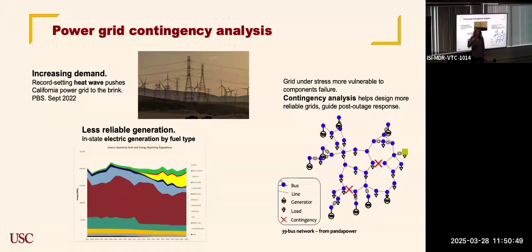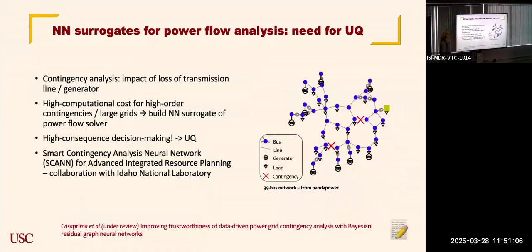Every time you need to run the simulation to understand how the power flows within the grid. And if you have a lot of potential contingencies, you need to do that many, many times. So this is where we use neural networks to surrogate the power flow solver. This is work in collaboration with the Idaho National Lab. And once again, we want uncertainty quantification because you want to be able to make decisions based on your prediction.